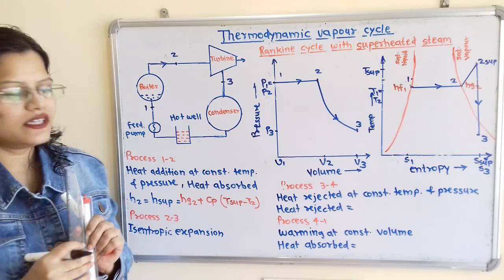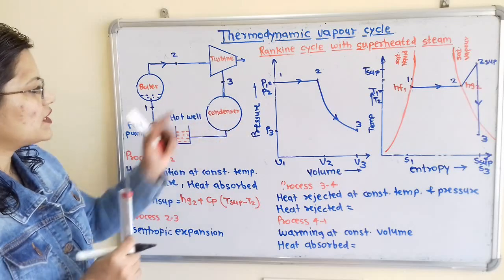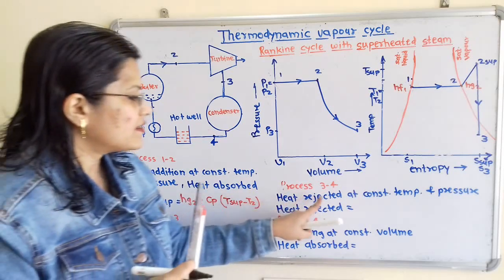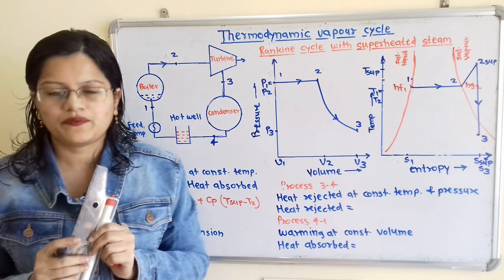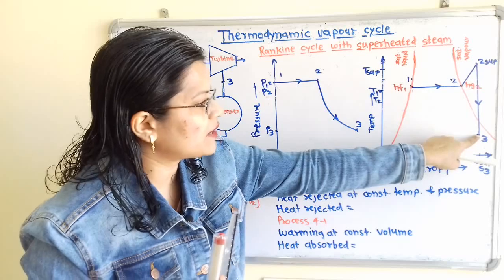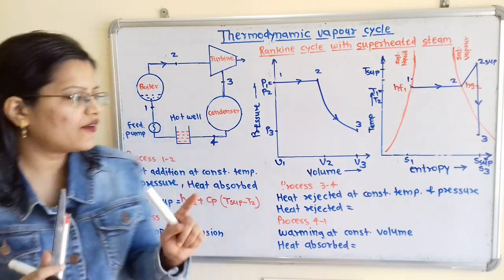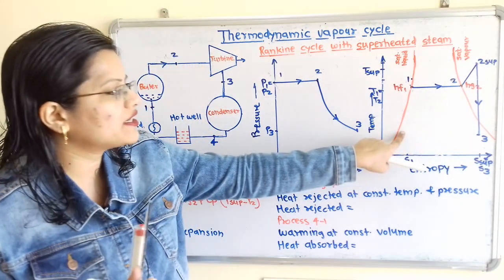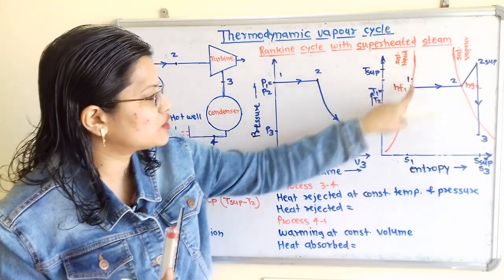Now we will move to the next, that is process 3 to 4. Process 3 to 4 is taking place inside this condenser where the heat is rejected at constant temperature and pressure. That means this is the cooling process. Now remember, if we observe the condition of the working substance at point 3, it is wet steam, that is some water particles are there, and when this cooling process is taking place, this wet steam is getting converted into saturated water. So we have to show this point 4 on this saturated liquid line.